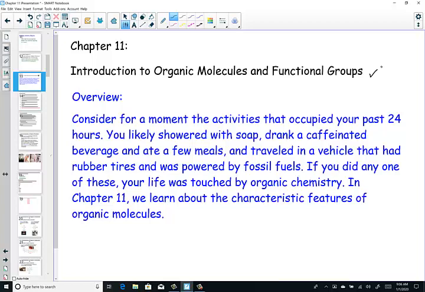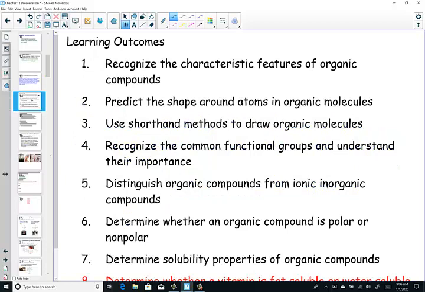In Chapter 11, we learn about the characteristic features of our organic molecules. As we look at our learning goals, our learning outcomes are also presented in our e-learning platform. The first reads, to recognize the characteristic features of organic compounds. What distinguishes organic from inorganic compounds that you spent time studying in first semester? We need to review how to predict shapes around the atoms in organic molecules. I know in last semester you worked with what we called the VSEPR theory, valence shell electron pair repulsion theory, and that really gave us the geometry for molecules. So we'll be reviewing molecular geometry from semester 1.